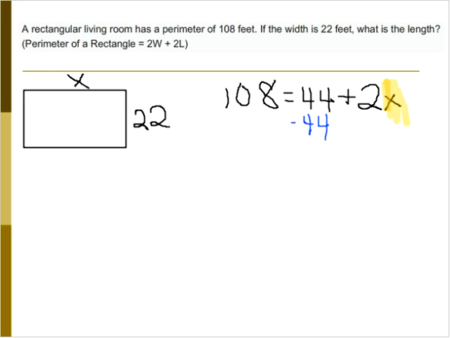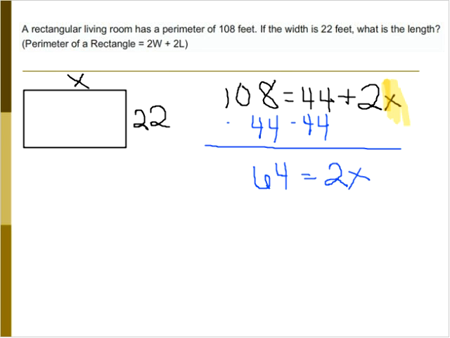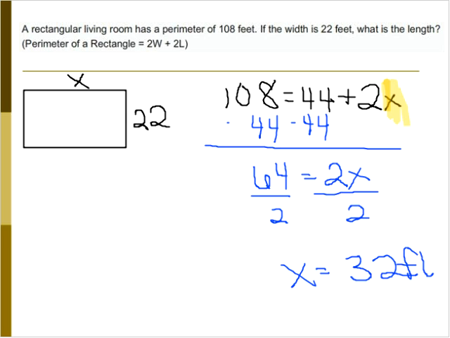And 108 minus 44 is 64. Oh, I forgot to write it here. Sorry about that. So you have 64 equals a positive 2x. To get x by itself, all we need to do is divide each side by 2. And we get x equaling 32. So the length is going to be 32, and units are very important, so let's go ahead and put down the feet. So 32 feet for the length.